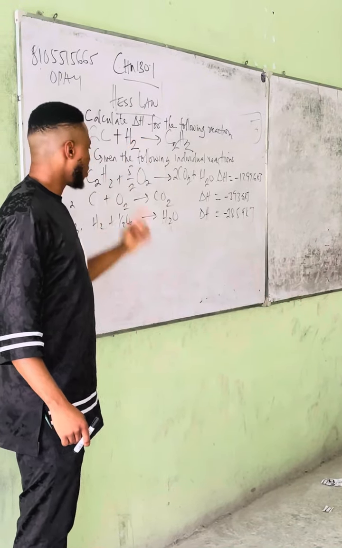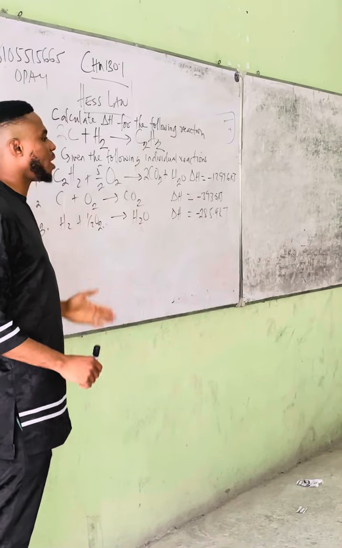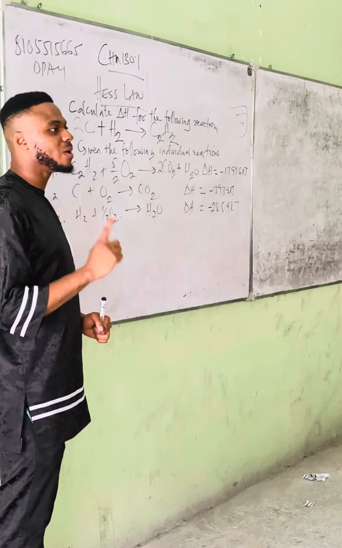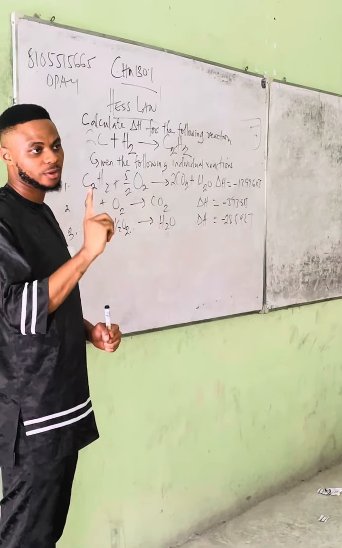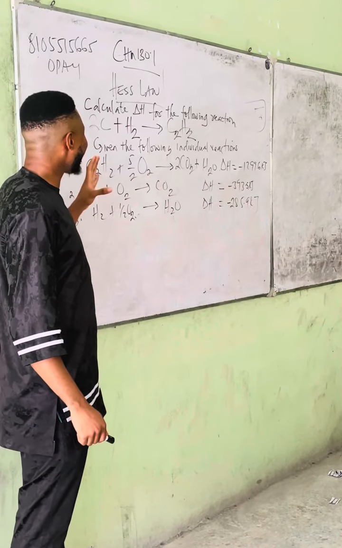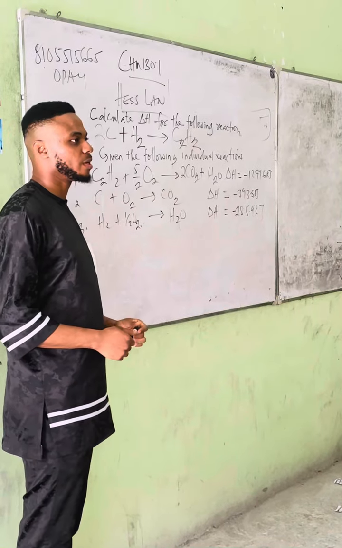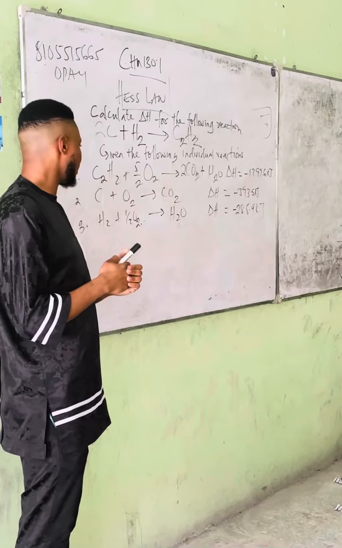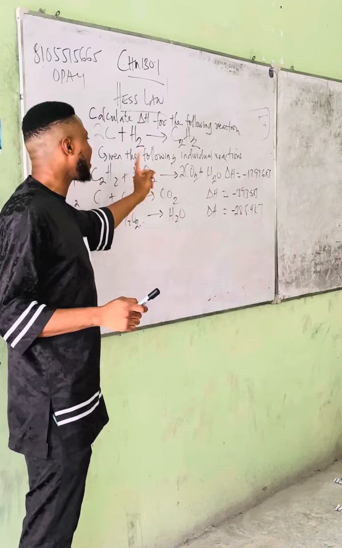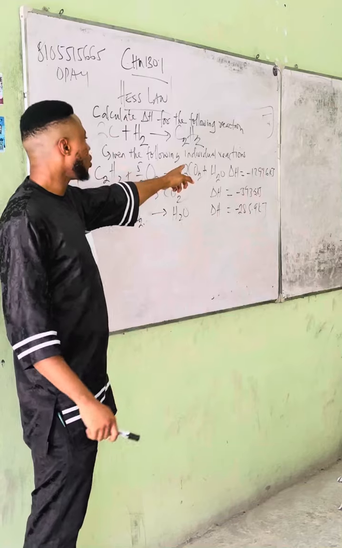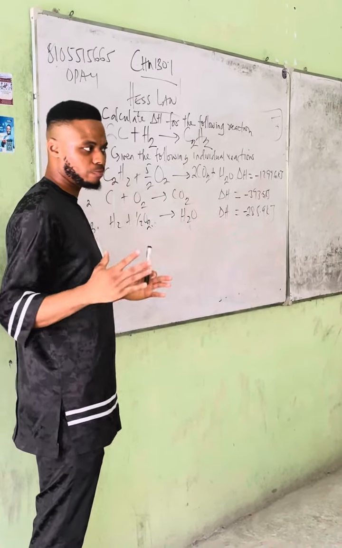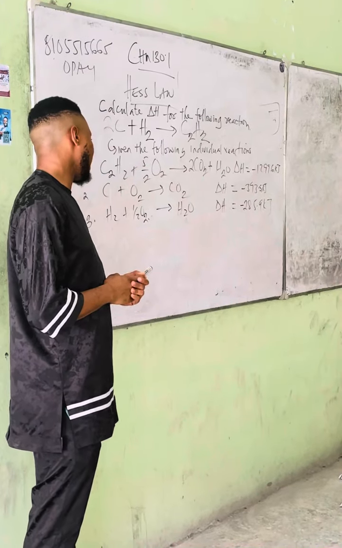Are we together? Yes. Now we have the individual reactions and the general reaction. The first step we must take is to rearrange each of these reactions so we can get this general reaction. When you rearrange and swap what is on the reactant side to the product side and vice versa, you change the sign. That is the idea. But let's look at it practically so we can understand it better.